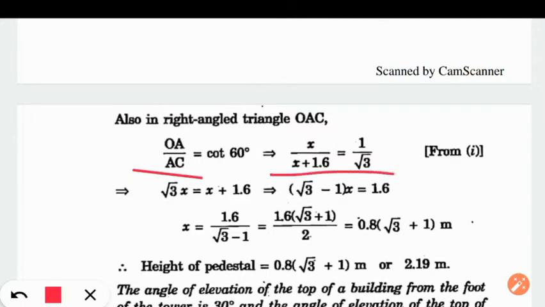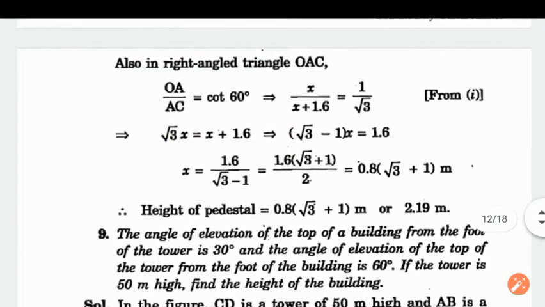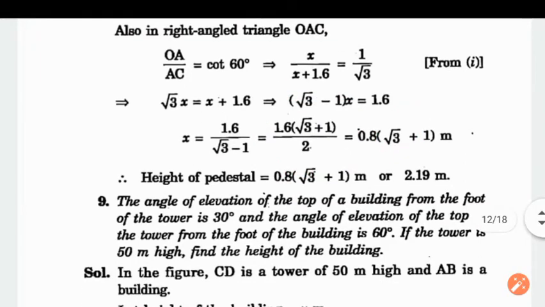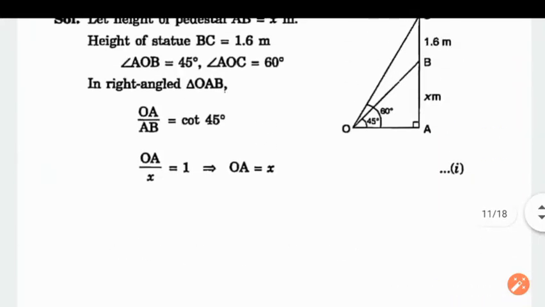get this one, and after cross multiplication you will see x one side, by taking x common we have this one. So, x is equals to 1.6 by root 3 minus 1, and after rationalization we have this one, rationalizing the denominator by its conjugate. What is the conjugate of root 3 minus 1? It is root 3 plus 1, right, and by putting the value of root 3 here 1.732, we will get the value of x, which is 2.19 meter.